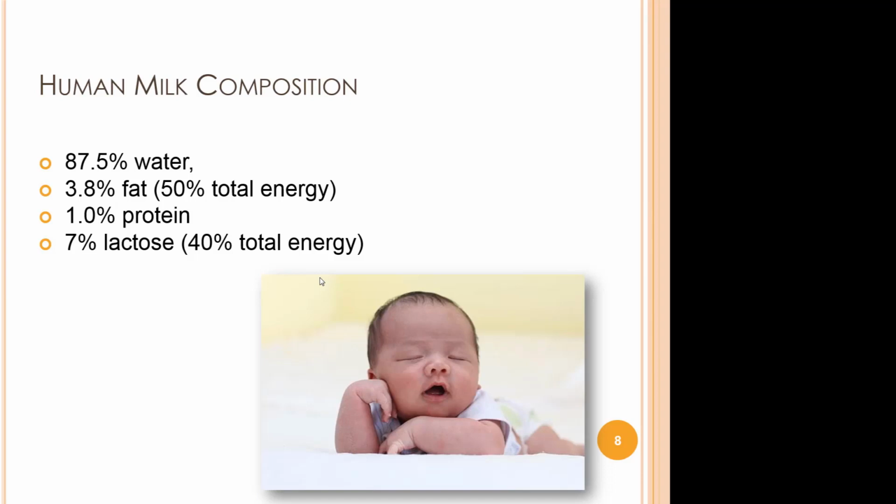As mentioned earlier, one incredible feature of human milk is its specificity. Human breast milk is a complex matrix with a general composition of 87.5% water, 3.8% fat, or 50% of total energy, 1% protein, and 7% lactose or carbohydrate source. The fat and lactose, respectively, provide about 50 and 40% of the total energy of the milk. Together, they contribute around 90% of the calories.